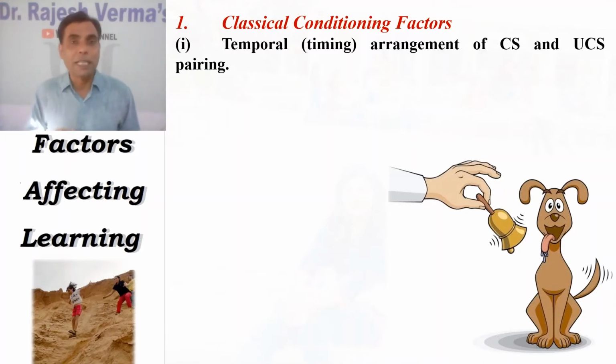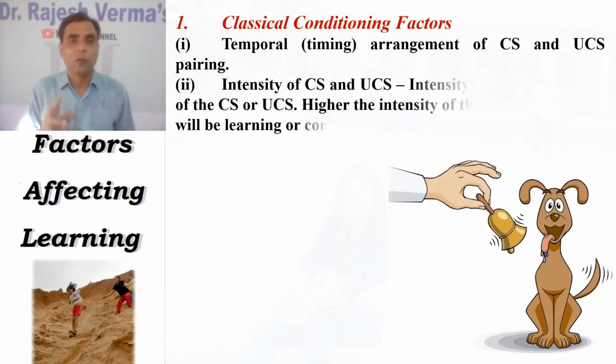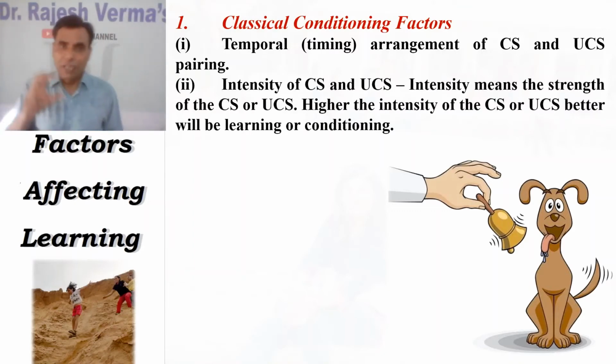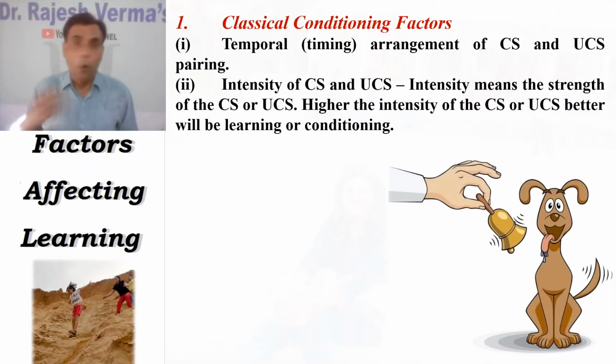If you remember Ivan Pavlov's dog experiment, the conditioned stimulus in that case was the bell and the unconditioned stimulus was the meat powder. So the arrangement between these two is very important for learning to occur. We'll discuss these things when we discuss classical conditioning in a little more detail.